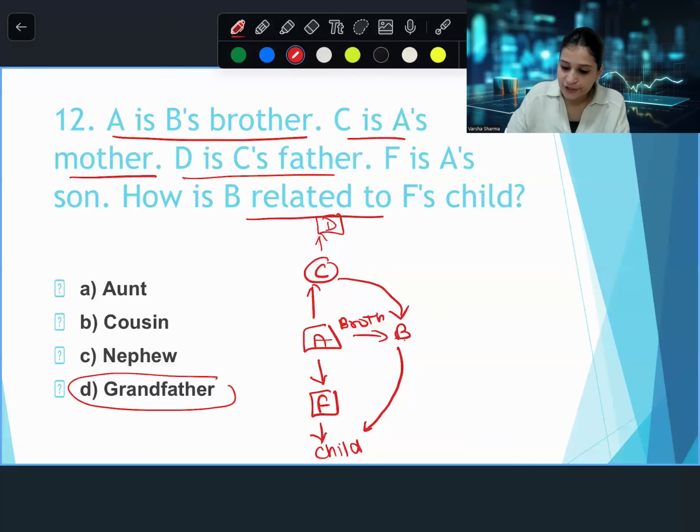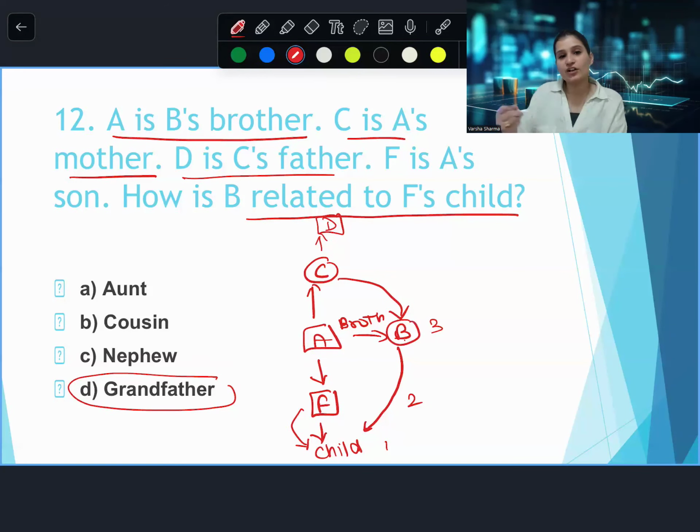So now B related to F's child. F's child here. So B is 3 generations, right? Third generation. Yes, first, second, and third. So B is either grandfather or grandmother, but we are not sure about the gender and we don't have grandmother in the option. That's why grandfather. Okay, ma'am. Thank you.